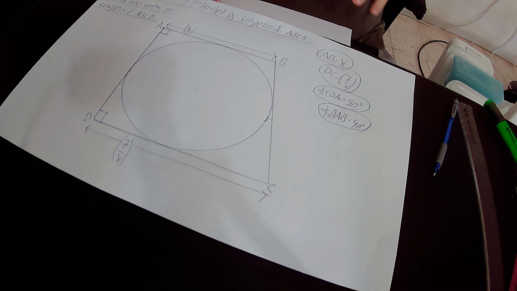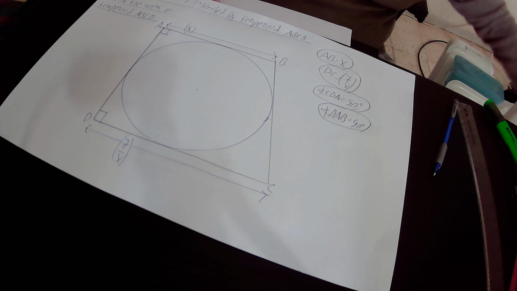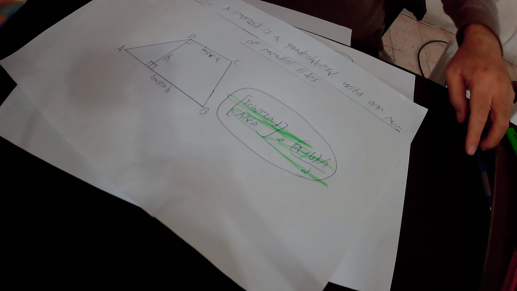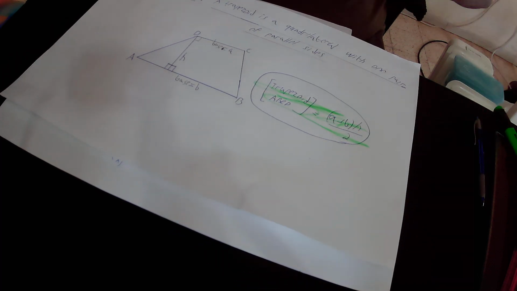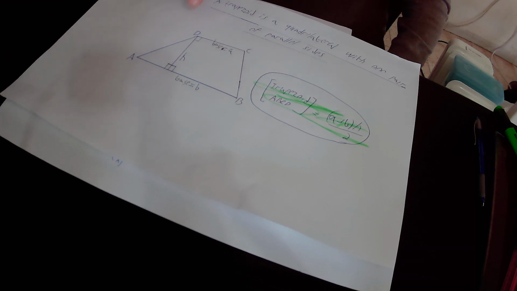So, what is a trapezoid? A trapezoid is a quadrilateral with one pair of parallel sides. This is trapezoid ABCD. You can see that trapezoid ABCD is a quadrilateral, and because side DC is parallel to side AB, this quadrilateral is defined as a trapezoid.